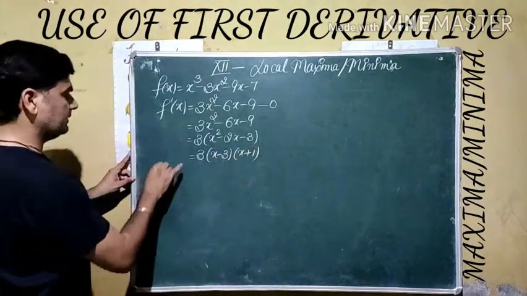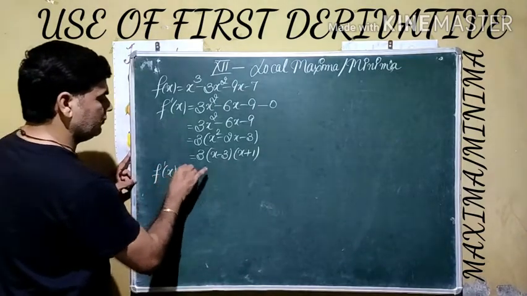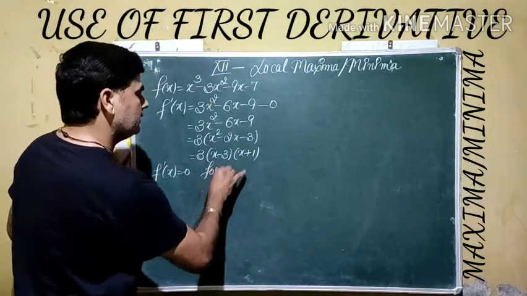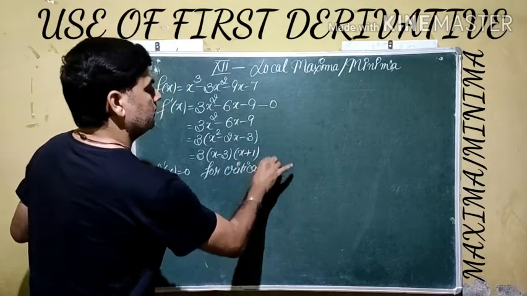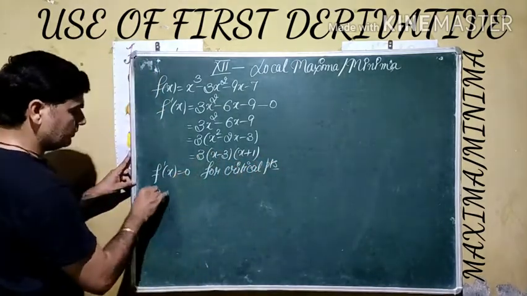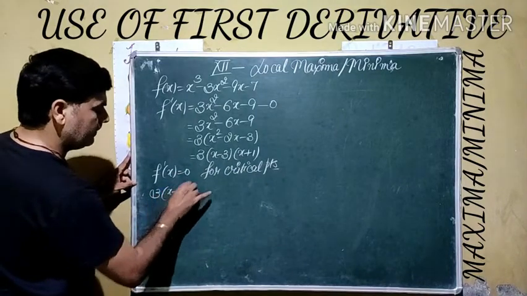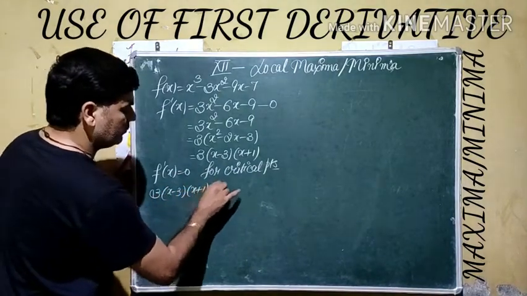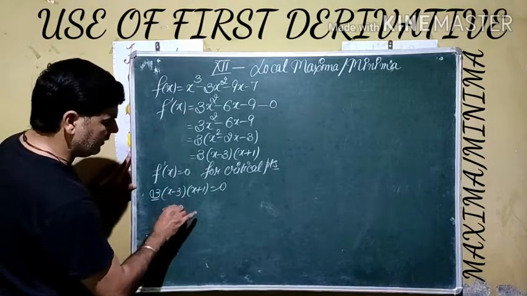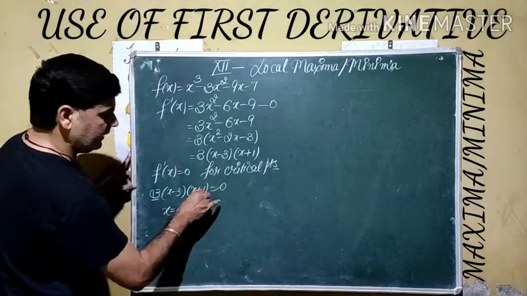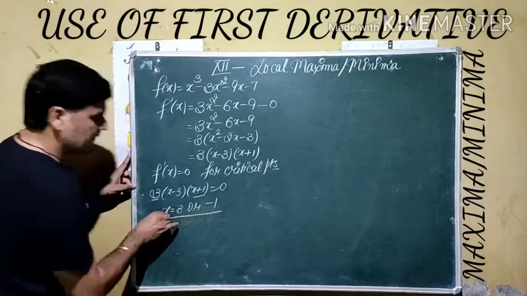Second step is to take the first derivative equal to 0 for critical points. Critical points we can also call terminal points. If we take this value as 0, 3 times (x minus 3)(x plus 1) is equal to 0. 3 cannot be 0. If we take this factor 0, we get 3 as a point. Otherwise, if we take the other factor 0, we get another point as minus 1.